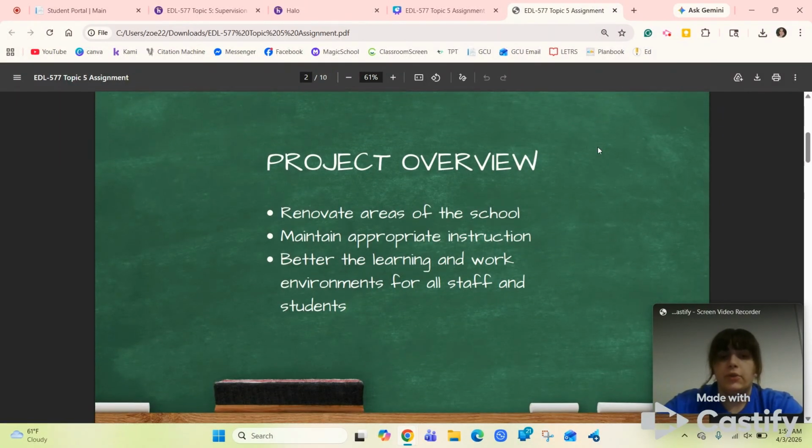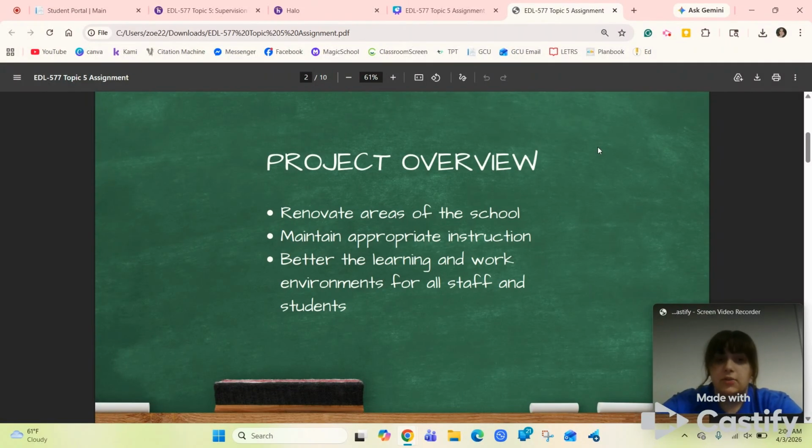So the overview of this project, we are renovating different areas of the school to ensure that we are having an amazing and safe learning and work environment for all staff and students. We want to make sure that things are consistently upgraded and managed so that everything is as safe as it can be and everything is just as amazing as it can be for our staff and students.